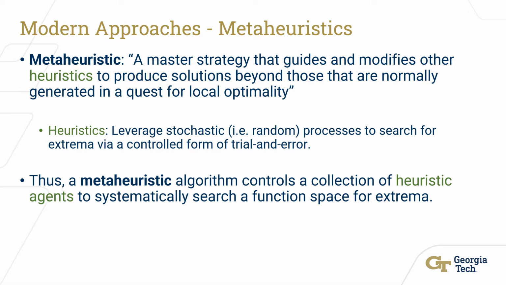Here, a heuristic algorithm is one that leverages stochastic, i.e. random processes to search for extrema via a controlled form of trial and error. A metaheuristic algorithm is then one that controls a collection of heuristic agents to systematically search a function space. Due to the stochastic nature of these algorithms, they excel in exploring the function domain and exploiting local minima simultaneously. For this reason, metaheuristic algorithms are commonly developed to identify satisfactory global extrema in the optimization of complicated engineering objective functions.